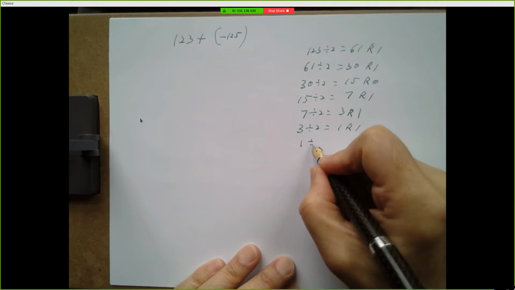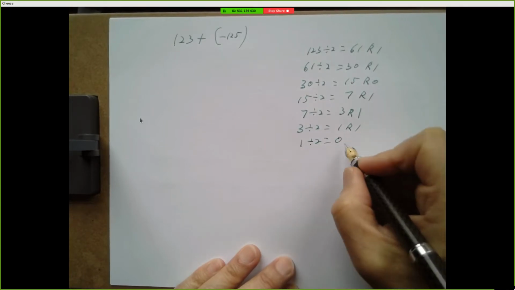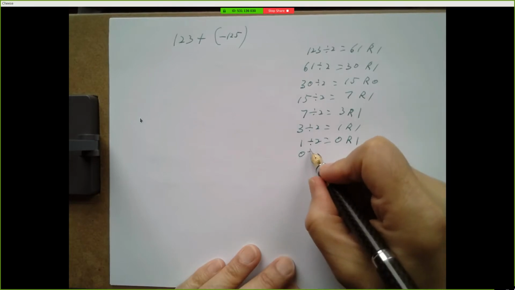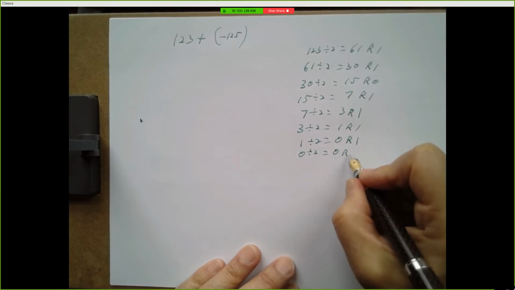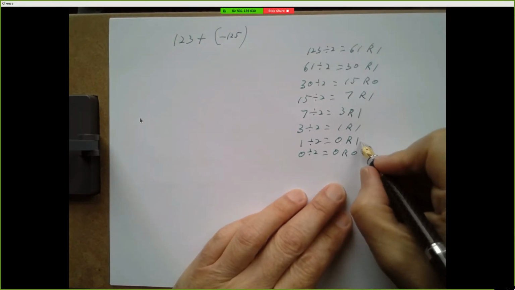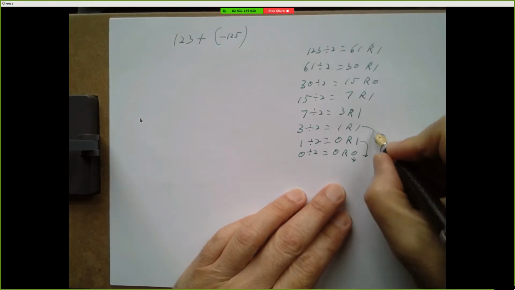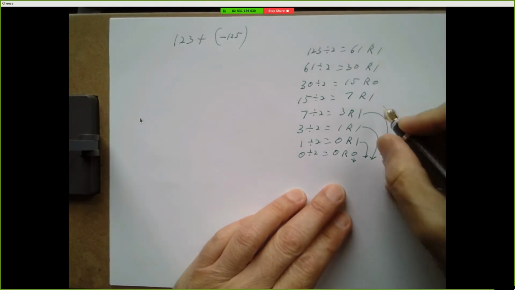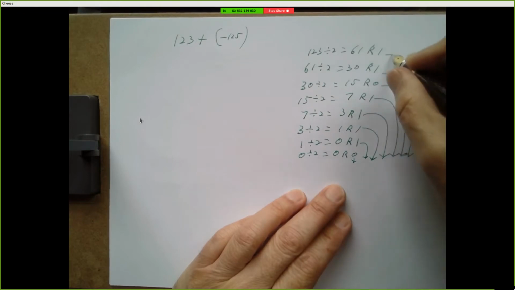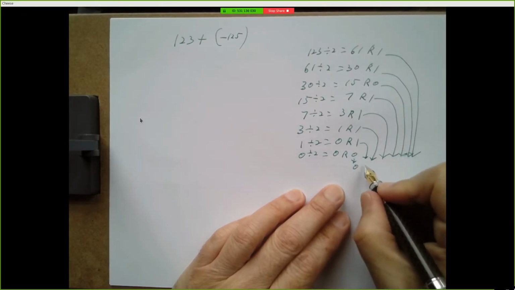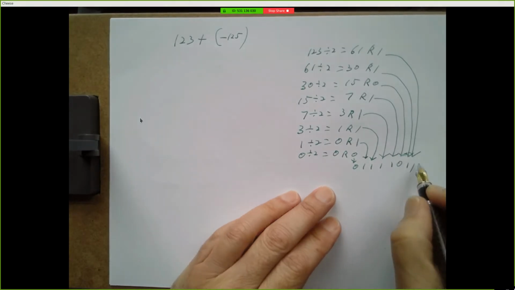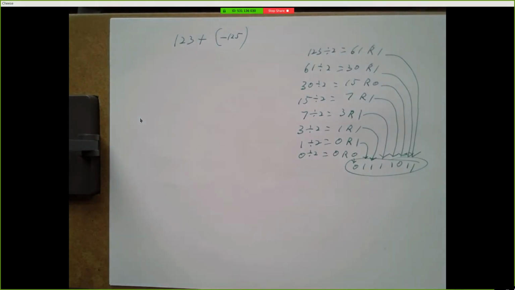So this is just an algorithm. So 1 divided by 2, this one's tricky. It's equal to 0 with a remainder of 1. And then 0 divided by 2 is 0 with a remainder of 0. And then at that point, use these remainders to write your number. So 0, 1, 1, 1, 1, 0, 1, 1. That's 123 in binary.